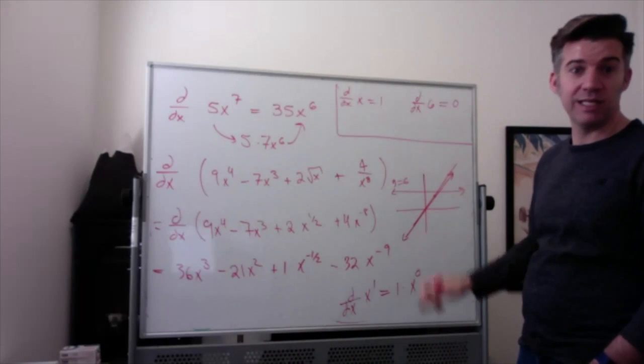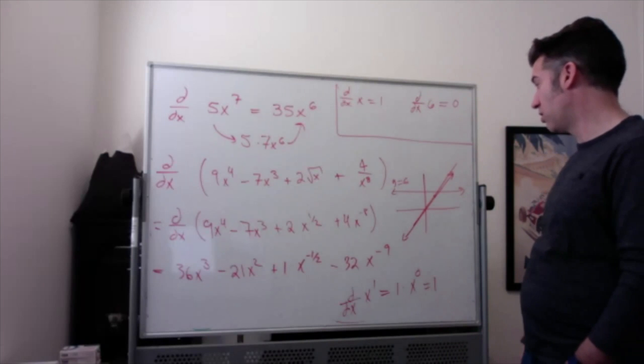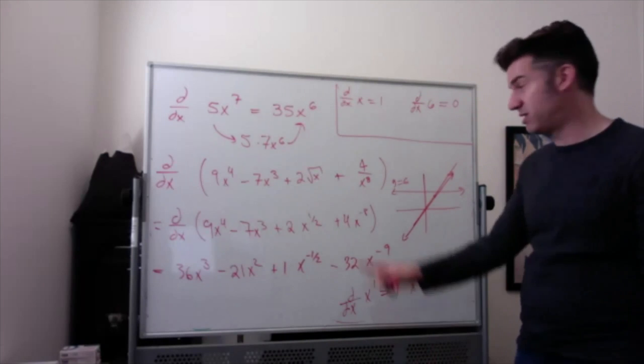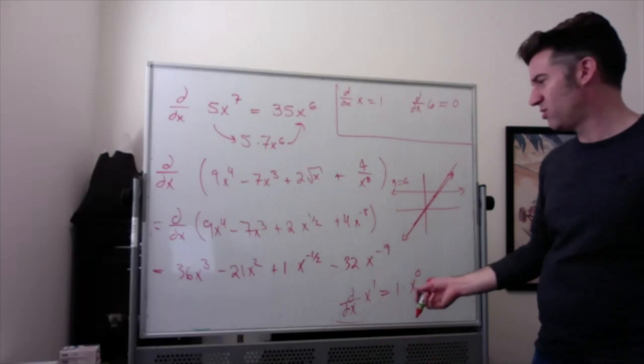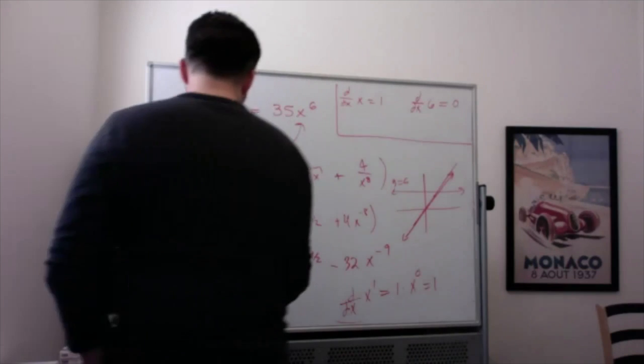I already said it. It's 0, right? The slope is 0, which means the derivative is 0. And it's 0 everywhere. You can also do this the not so smart long way.